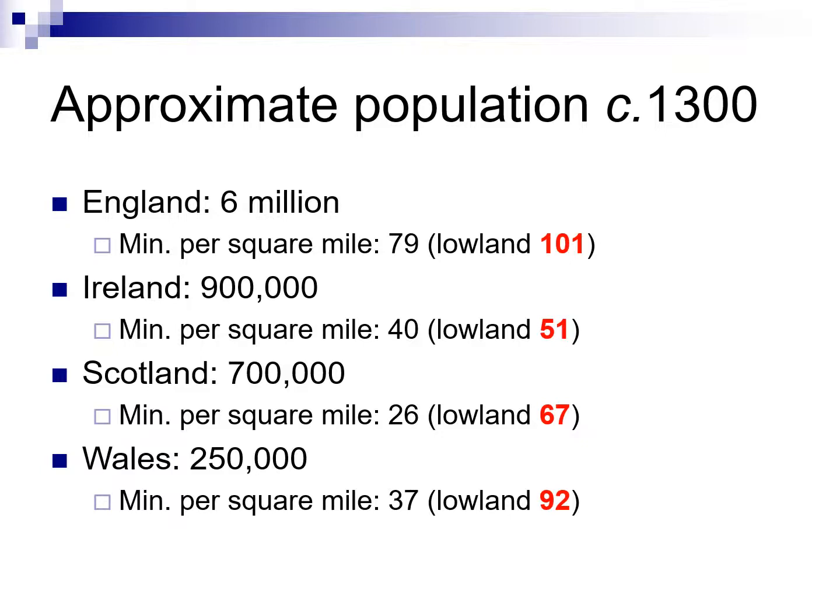Some relative numbers here. In England, population in 1300 is about 6 million. This is about 79 persons per square mile, but the more important number, far and away, is this figure in red at the right here, regarding lowland population density. So these are the grain growing areas that produce most of the food. It's between 5 and 10 times more efficient in terms of calorie production to grow grain compared to rearing cattle.